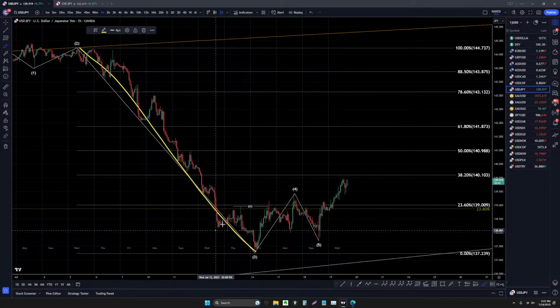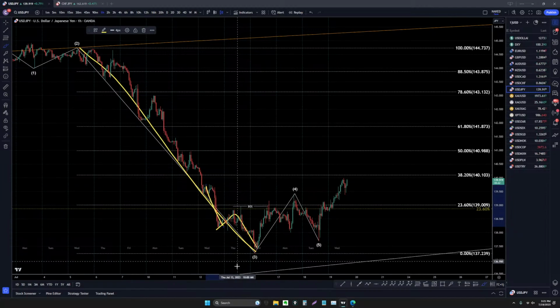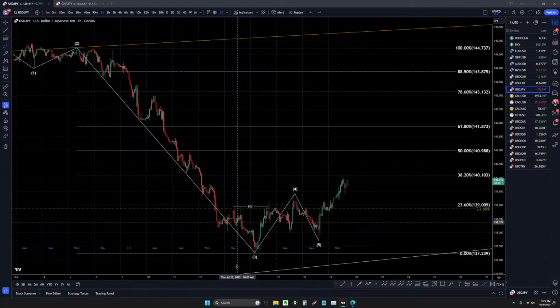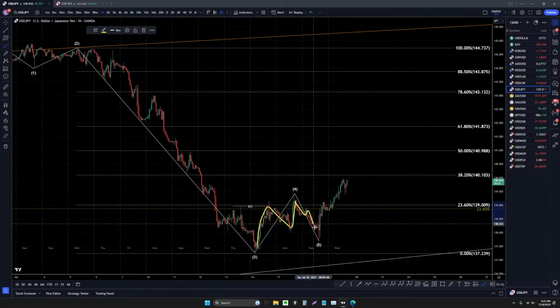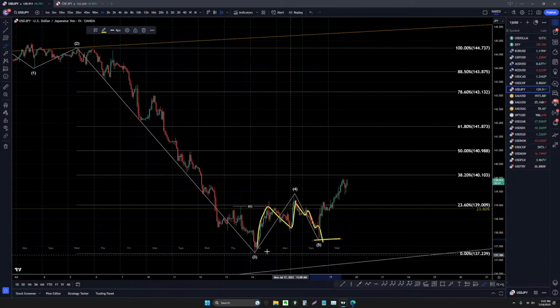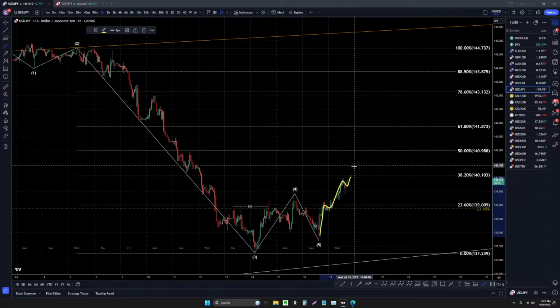Which means that this little 3, 4, 5 shape that we see right there is probably only the 3, 4, 5 of 3. Which means that this is probably an A, B, C of 4. And then this is definitely 1, 2, 3, 4, 5 waves down for the wave 5. We just got a higher low for the wave 5. And now we're in a wave A, a wave 1, 2, 3, 4, 5 of A. I think that's definitely it.